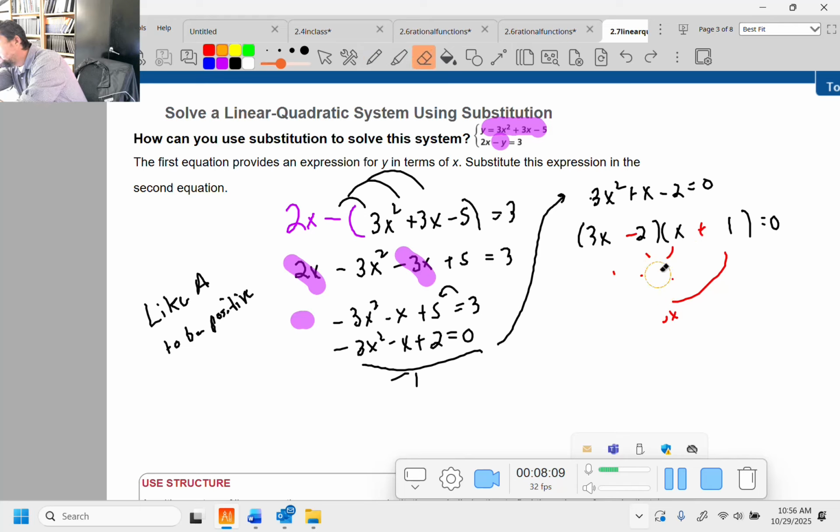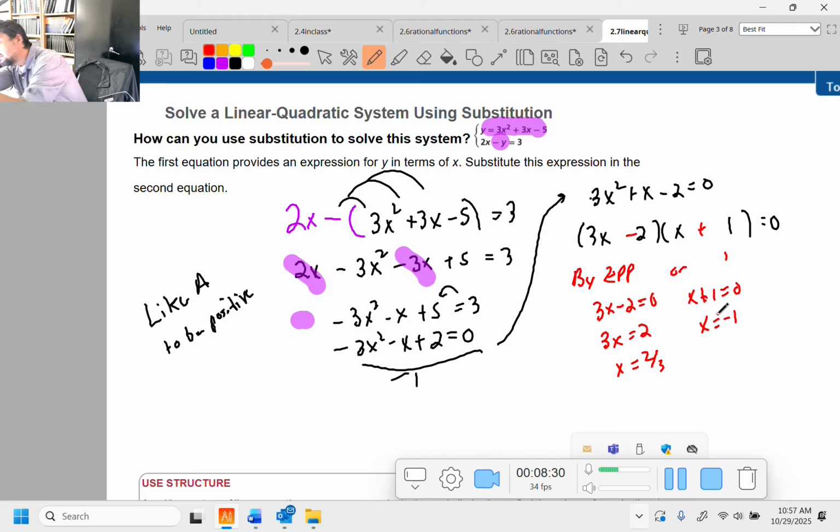All right, so now we're going to use what we call the zero product property. So by ZPP, the zero product property, 3x minus 2 is a 0, or x plus 1 is a 0. So we'll add 2 to both sides. 3x is 2. We'll divide by 3, and x is 2/3. And here we just subtract 1 from both sides, and x is negative 1.